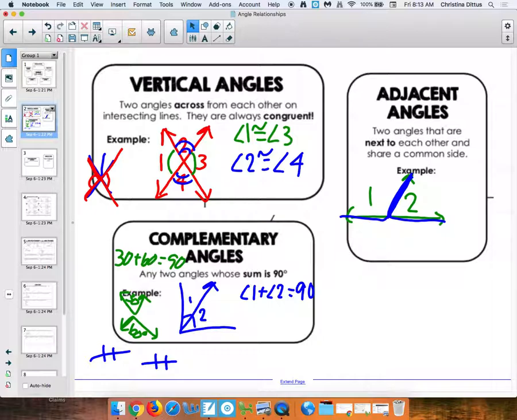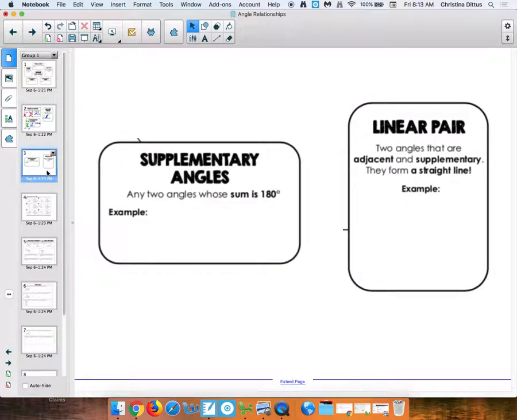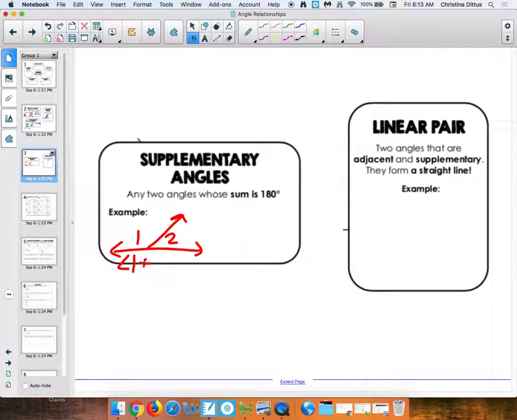Okay. Our last two things, supplementary and linear pair. Supplementary, any two angles whose sum is 180. A lot of times we see something like this, where angle 1 and angle 2 are supplementary, they add up to be 180. So here again, we'd say angle 1 plus angle 2 is 180.